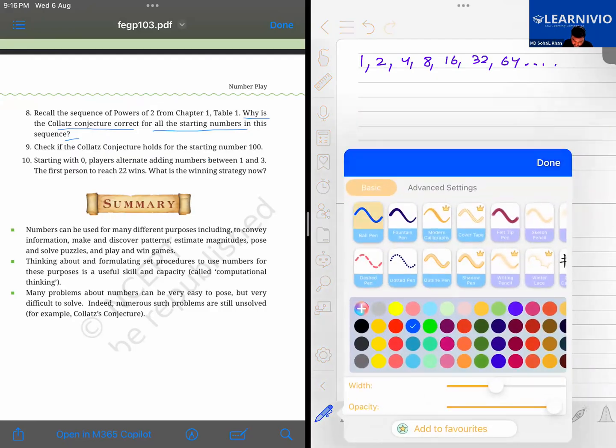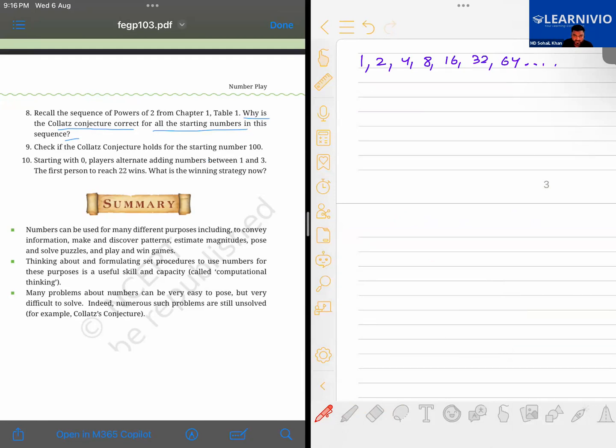Now, are they following the Collatz conjecture? Yes. So it says, why is the Collatz conjecture correct for all the starting numbers in this sequence? In the starting numbers, all the numbers are already divided by 2, like 64, 32, 16, 8, 4, 2, 1. Because in the Collatz conjecture, when we have even numbers, they are divided by 2, and here all of them are divided. So thereby they are correct. Going from this side, 64 divided by 2 gives you 32, 32 divided by 2 gives you 16, 16 divided by 2 gives you 8, and so on.